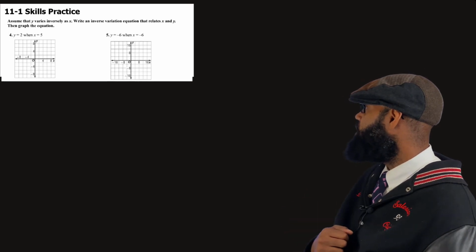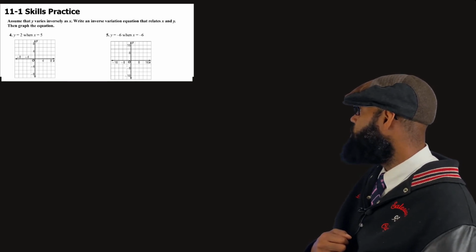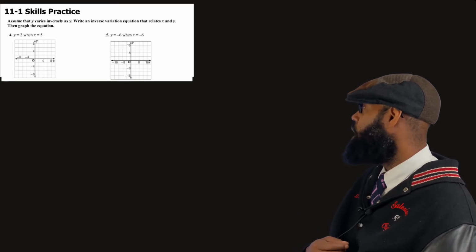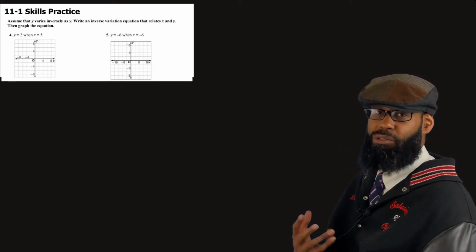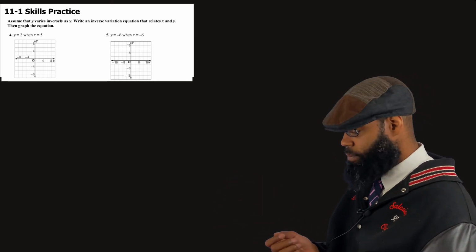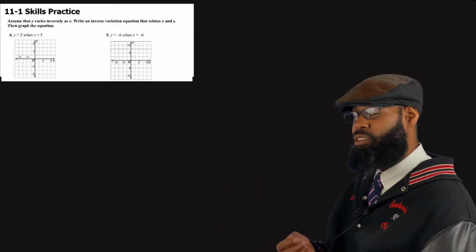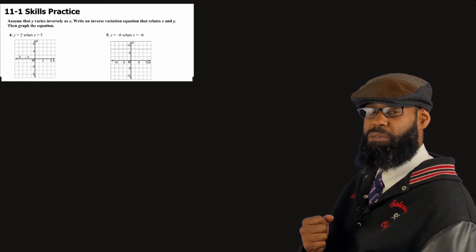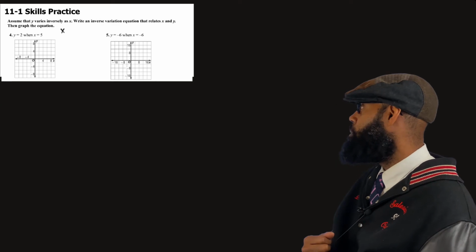Assume that y varies inversely as x, okay? Write an inverse variation equation that relates x and y, then graph the equation. All right, so to write the equation, well, you know what y equals, and you know what x equals. Well, what we're gonna do, guys, is understand what inverse variation does for me. What it's doing for me is knowing that x is 5, y is 2. What's 5 times 2? You got it, 10.